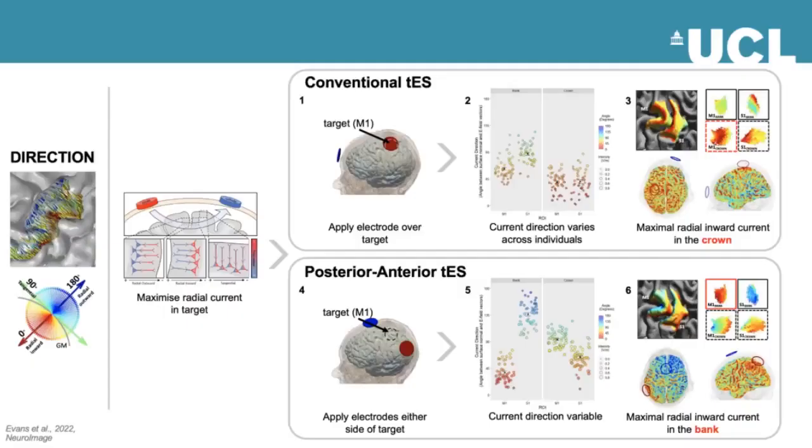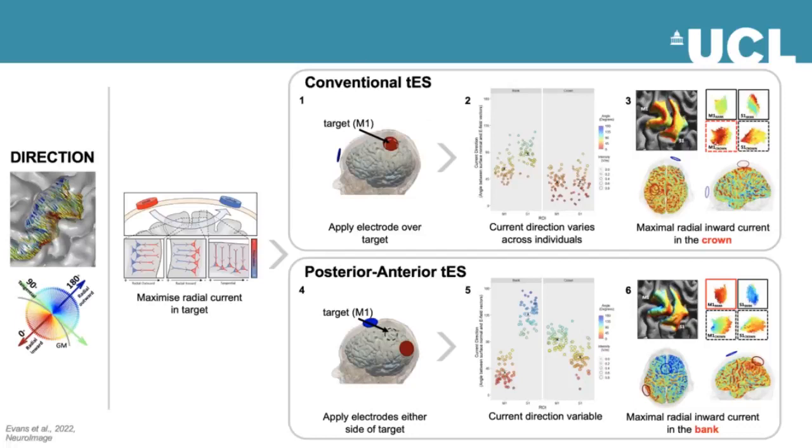In addition to intensity, we also wanted to look at variability in direction of current in target M1. Current direction, we typically manipulate by placing either the anode or the cathode over the target site. When we place the anode over the target, we are expecting to maximize radial inward current in our region of interest, which we commonly assume will increase excitability. On the other hand, if we place the cathode over the target, we theoretically maximize radial outward current, resulting in reduced excitability. Here we looked at applying a conventional montage for targeting M1, where you place the anode over the target and the cathode over the contralateral supraorbital ridge.